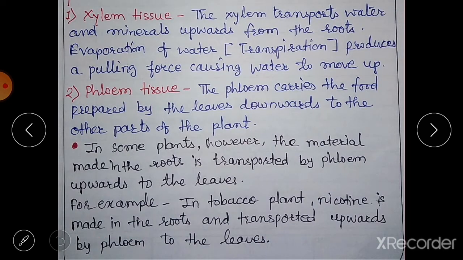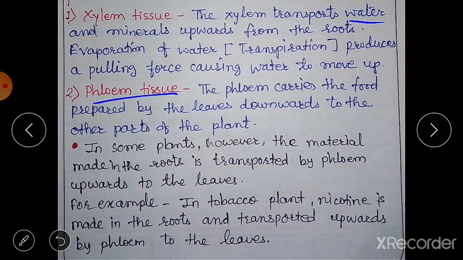Xylem tissue. The xylem tissue transports water and minerals. The function of this tissue is to transport water and minerals upwards from the roots. Evaporation of water, or we can say transpiration, produces a pulling force causing water to move up. This we will see in detail afterwards. So the function of xylem tissue is to carry water and minerals upward from the roots.